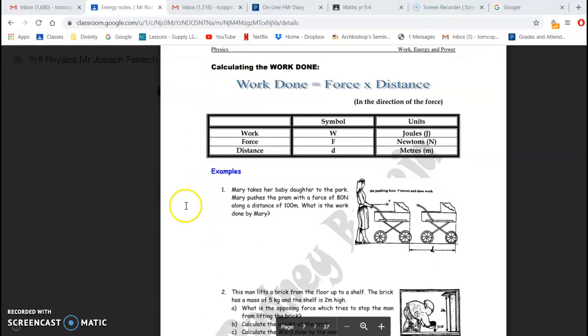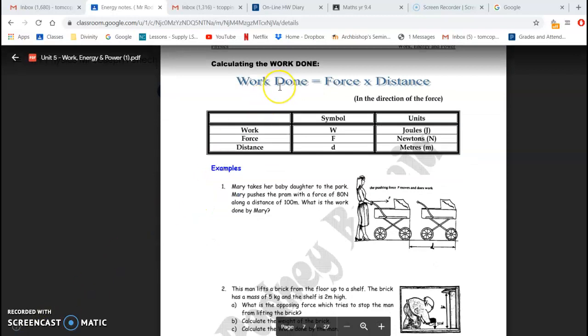Now, to calculate work done, you have to multiply the force that you use by the distance. So, for example, if you're picking up a brick, you use a force of 20 newtons, for example, and then the distance you picked it up. From the floor when you picked up the brick to when you're standing up with the brick, what was the distance?